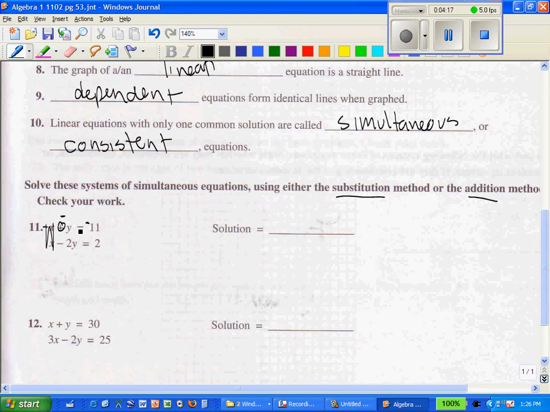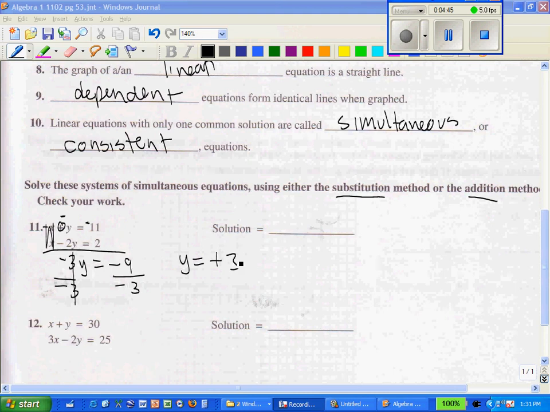Then negative y and a negative 2y, I add since the signs are the same, so that gives me a negative 3y. And negative 12 plus 2 is a negative 9. Now I divide by the coefficient of y to get what y is. Negative 3 divided by negative 3 is 1. Negative 9 divided by negative 3 is positive 3. So y equals 3.